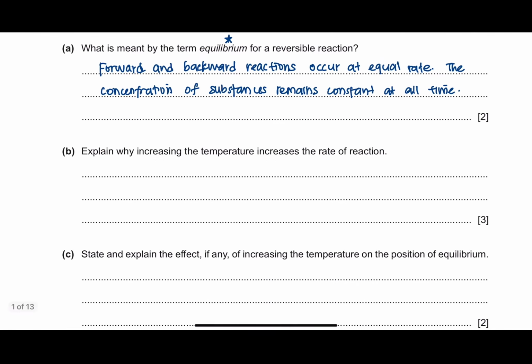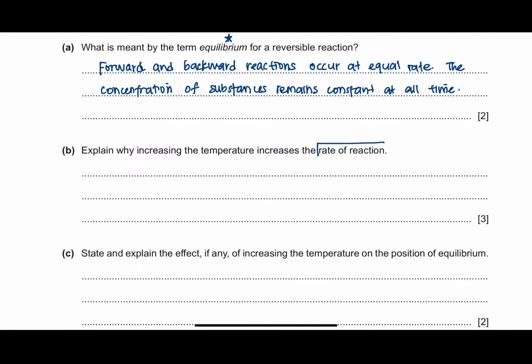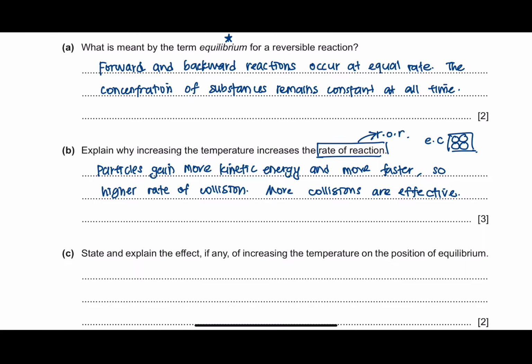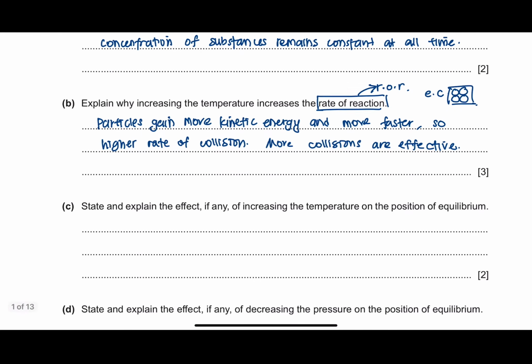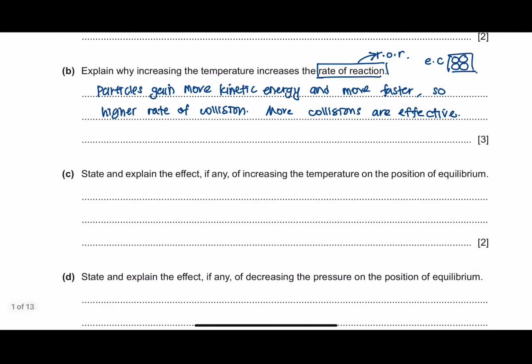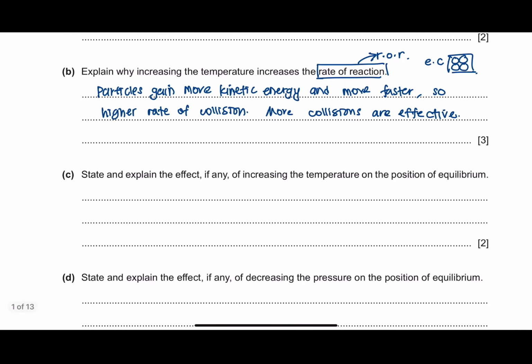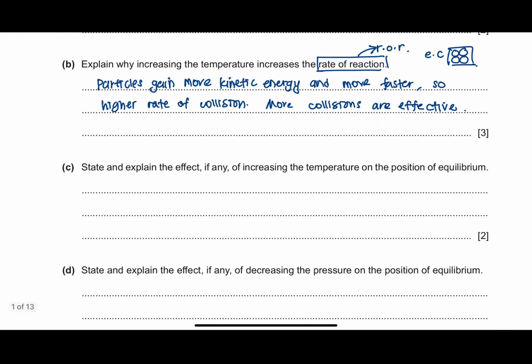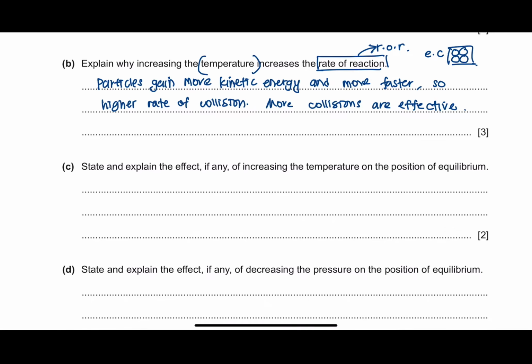Question B. Explain why increasing the temperature increases the rate of reaction. Now this is speaking of the rate of reaction. Rate of reaction is usually due to the effectiveness of collision between the particles in your molecule. This chapter will be explained in further detail in your next video, so I'm just going to read out the answer. It says that particles gain more kinetic energy and move faster. So this gets a higher rate of collision, and more collisions means you get a higher rate of effective collision. I'll be explaining further about the factors that affect rate of reaction in our next chapter.